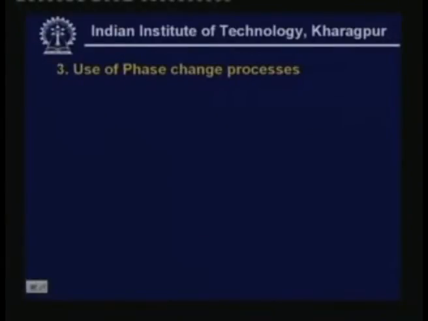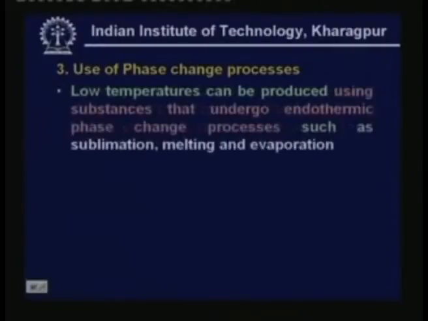The third method is the use of phase change processes. We know that low temperatures can be produced using substances that undergo endothermic phase change processes such as sublimation, melting and evaporation. As you know very well, phase change means there will be a change of phase from either solid to liquid, or solid to vapor, or liquid to vapor. And these phase change processes are endothermic in nature. That means heat has got to be supplied to the system undergoing these phase change processes. So during this process a large amount of heat can be transferred.